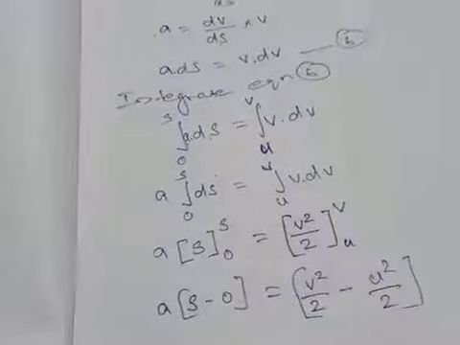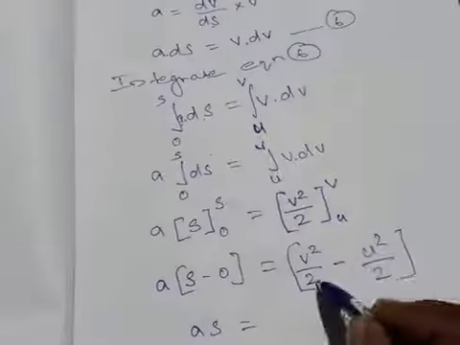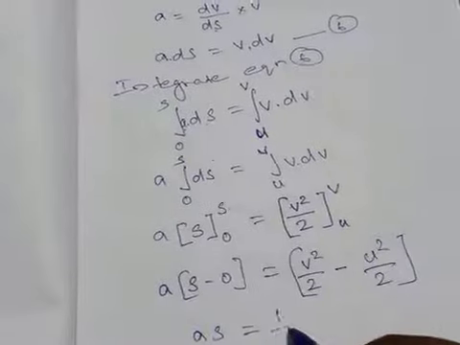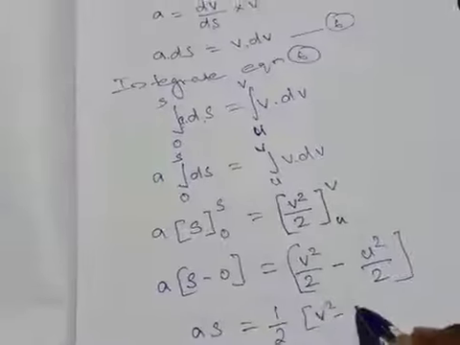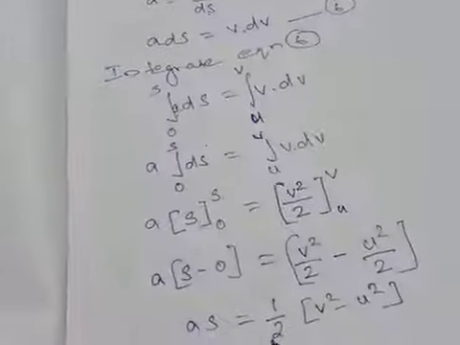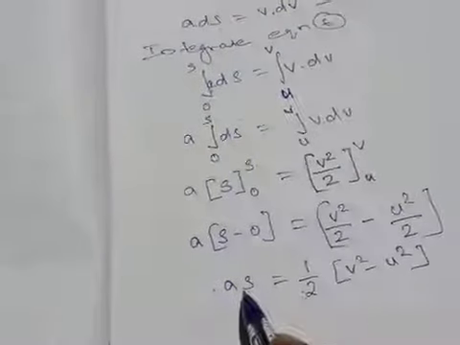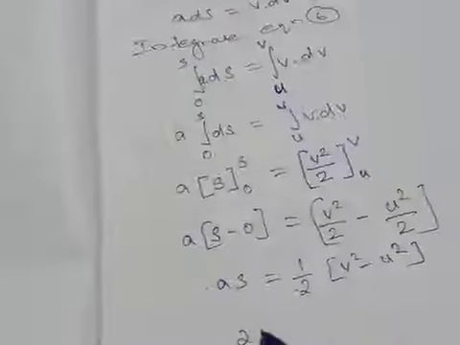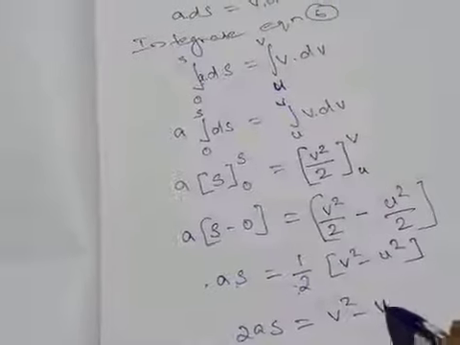Okay. Now here what will come? As equal to, here 1 by 2 is commonly taken outside. So inside the bracket v square minus u square you will get. Now take this 2 here, cross multiplication. Take this 2 here. So 2as is equal to v square minus u square.